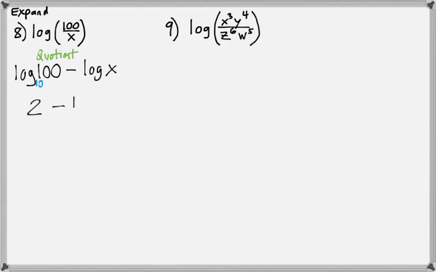So 2 minus log of x. So the logarithm goes away here. Not here, but that first log goes away. So 2 minus log of x will be your answer.